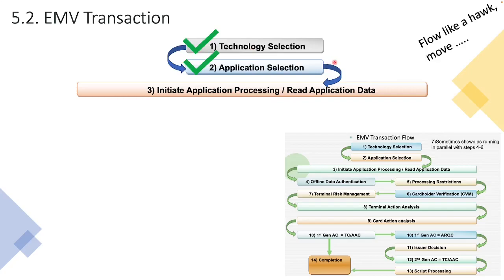So I'm going to end the video here. In my next video, we are going to touch on step 3 of the EMV transaction, which is the part where the card and terminal are exchanging information. That's known as initiate application processing or read application data, depending on which manual you read. Okay. So yeah, the transaction is looking good.